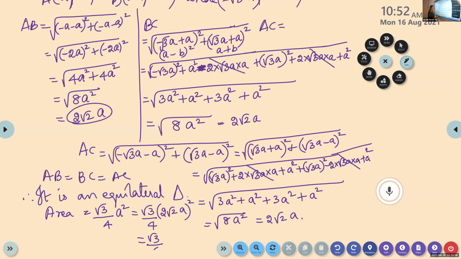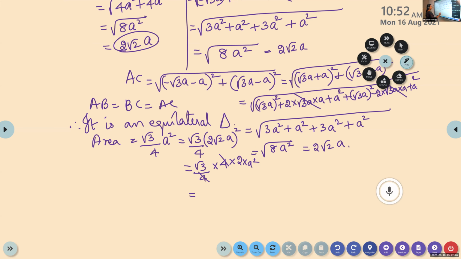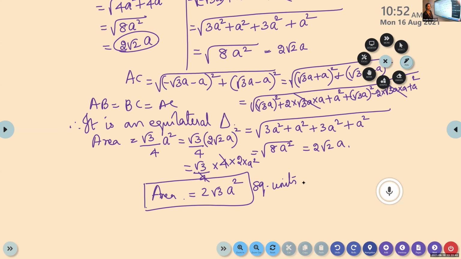So it will become root 3 by 4. 2 square means it will become 4. Root 2, when we square it, will become 2, into a square. So 4 will get cancelled. So the area will be 2 root 3 a square. This is the area. Area is 2 root 3 a square, square units. Because we don't know whether it is meter, centimeter and so on, we write simply square units. 2 root 3 a square, square units.